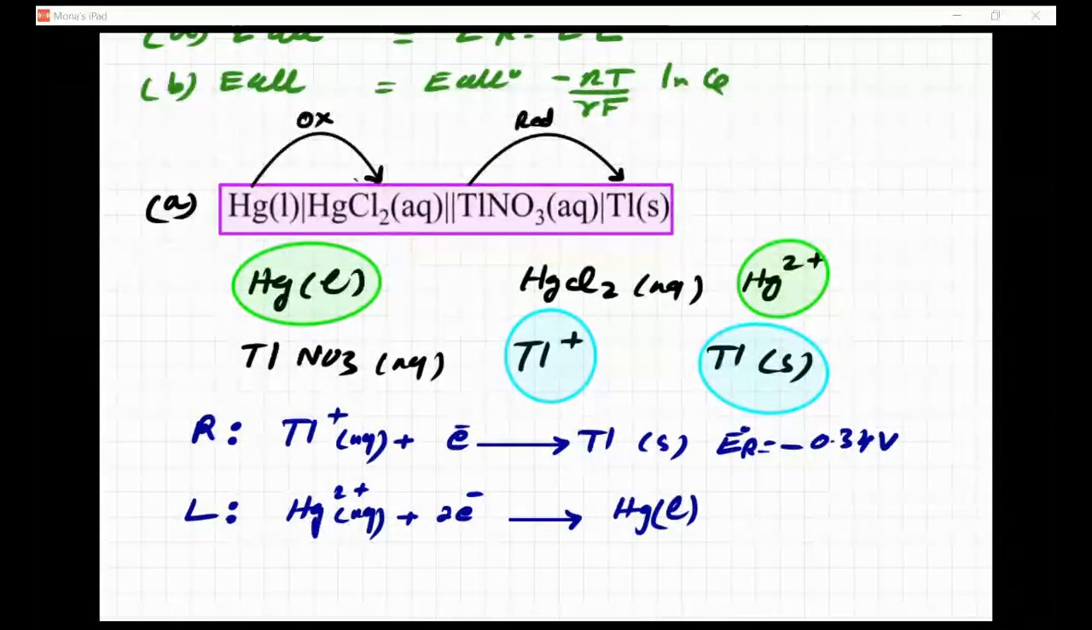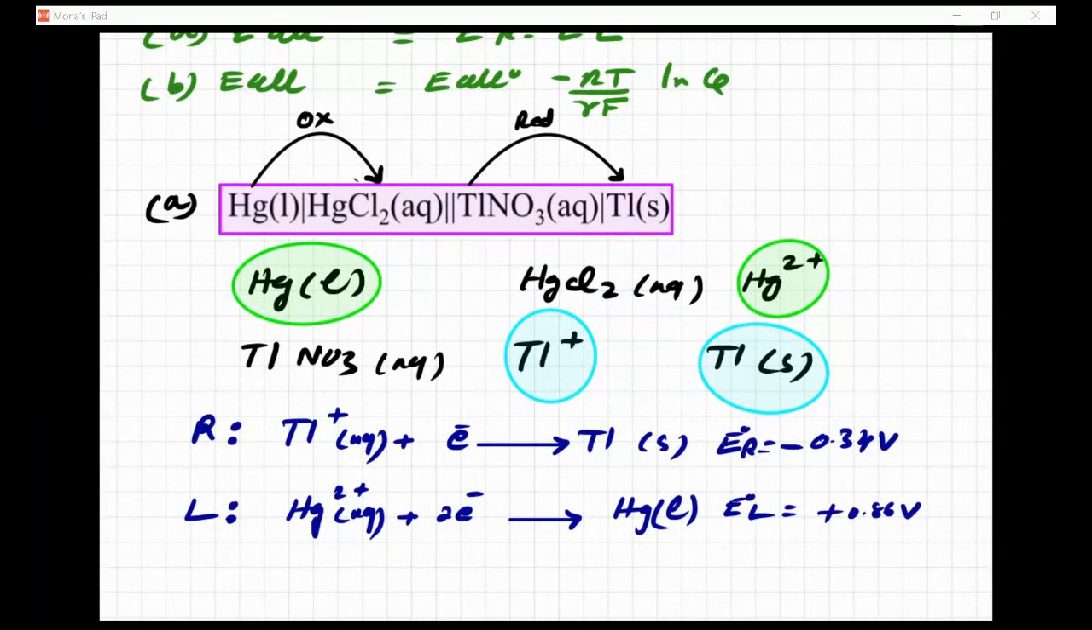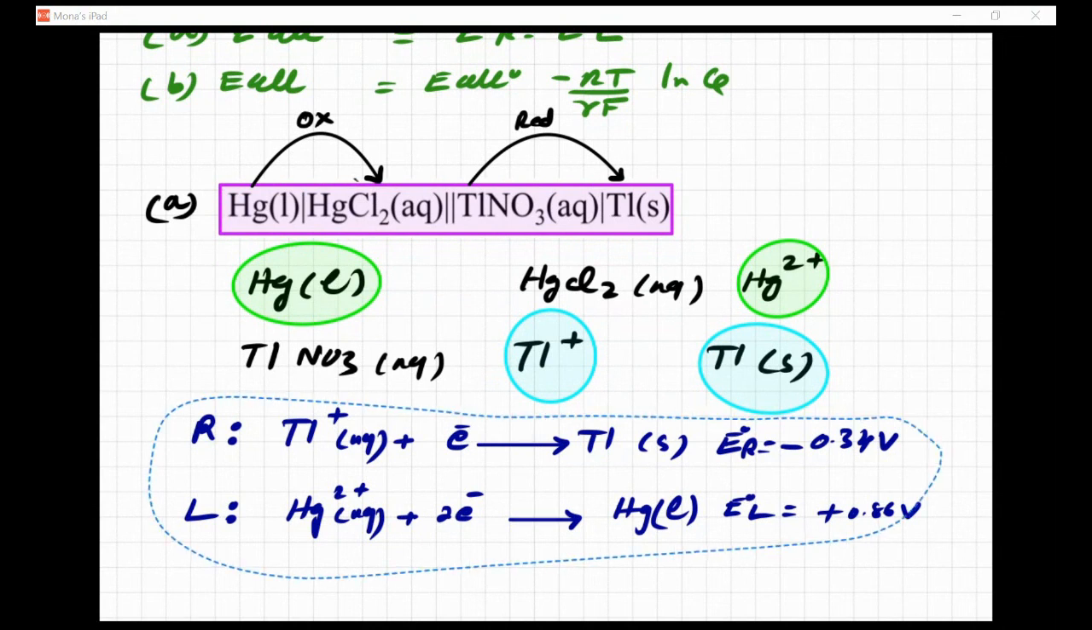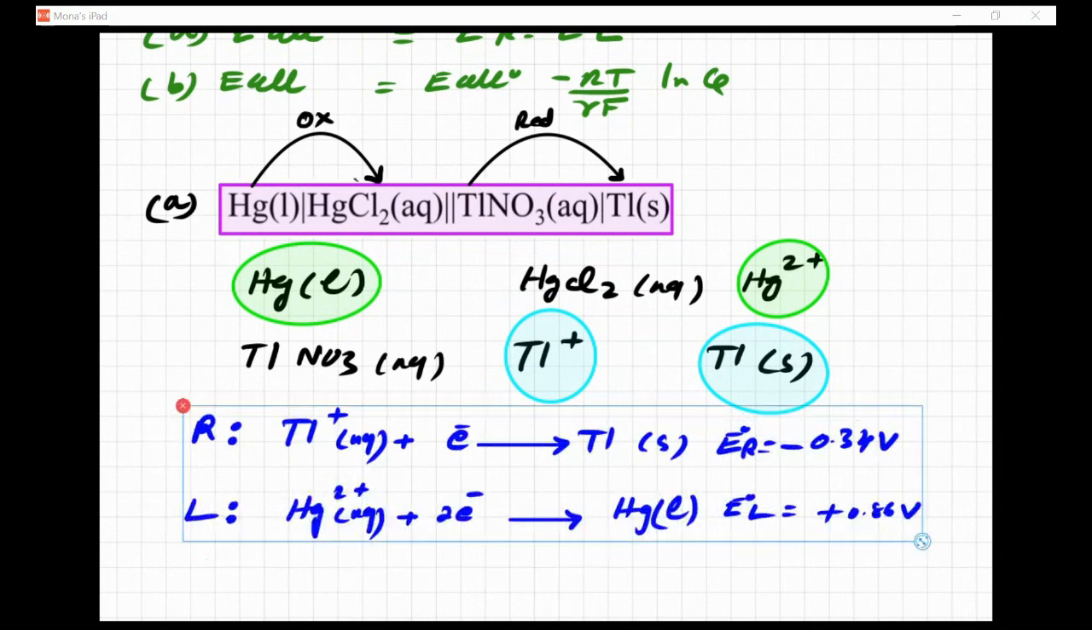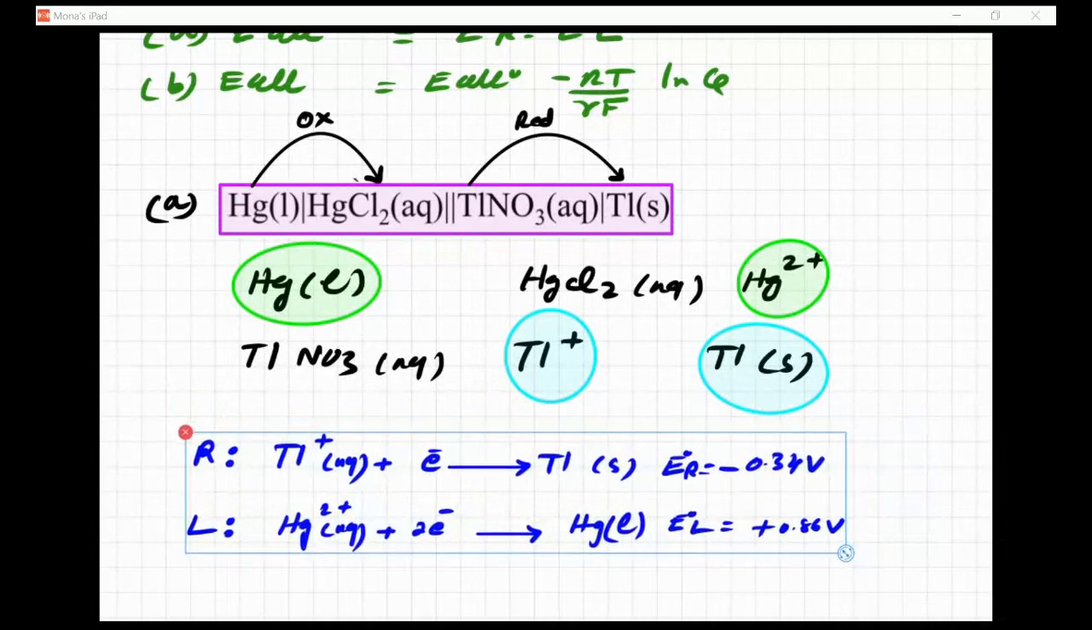Now, what is the E here? E on the left is going to be equal to plus 0.86 volt. So these are the two half reactions that we have to write for this cell reaction. When we write the two reduction half reactions, as I said, we have to make sure that the number of electrons are matching. If they are not matching, then we have to multiply one of them by a factor.